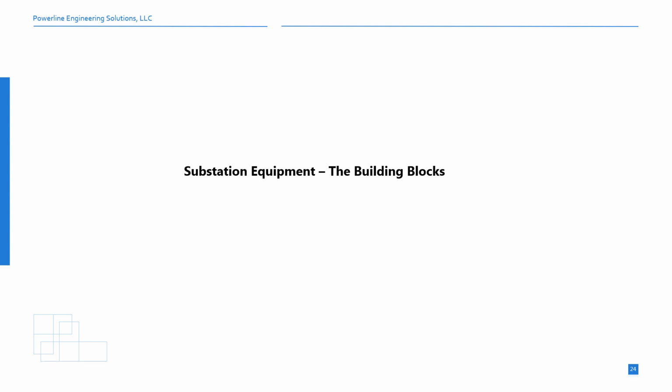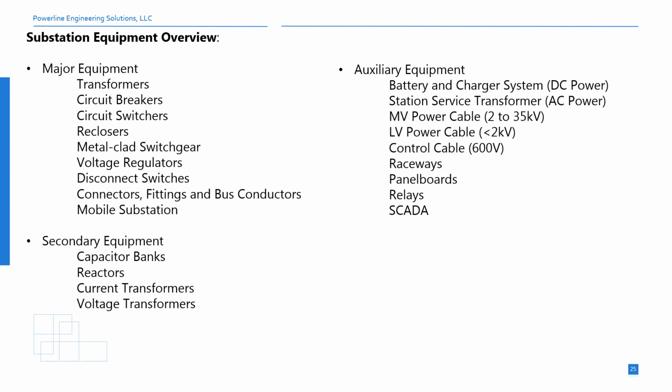Next, we look at the building blocks or equipment that are required to design a substation. Here is a list of substation equipment classified under major, secondary, and auxiliary. Note that not all equipment listed here is required in every substation. We will take a closer look at the two most common equipment found in the majority of the stations, and they are the power transformers and circuit breakers.